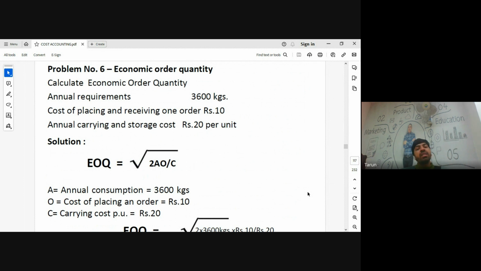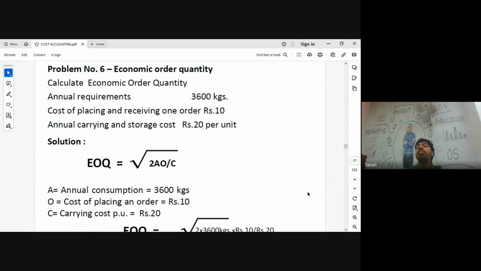A stands for annual consumption. Annual requirements means annual consumption, which is already given to you: 3600 kg. O is the cost of placing and receiving one order, that is per order, which is 10. C is the annual carrying and storage cost. As I told you, in the economic order quantity, the three costs are the holding, storage, and carrying cost. So the carrying cost per unit is 20 rupees.